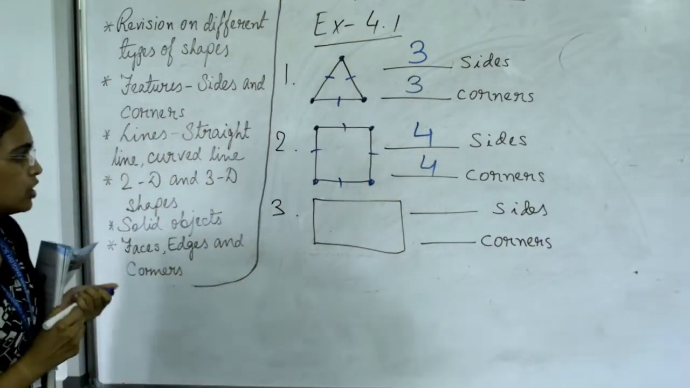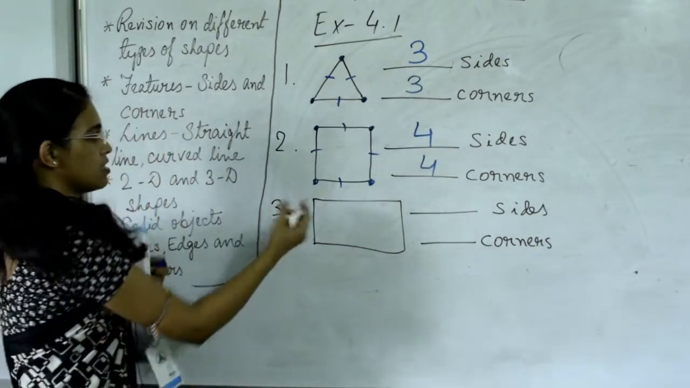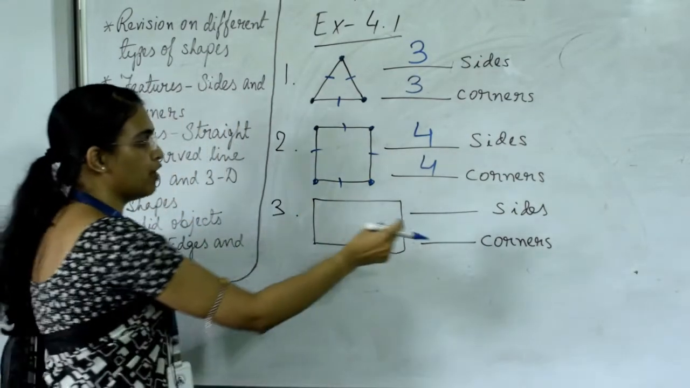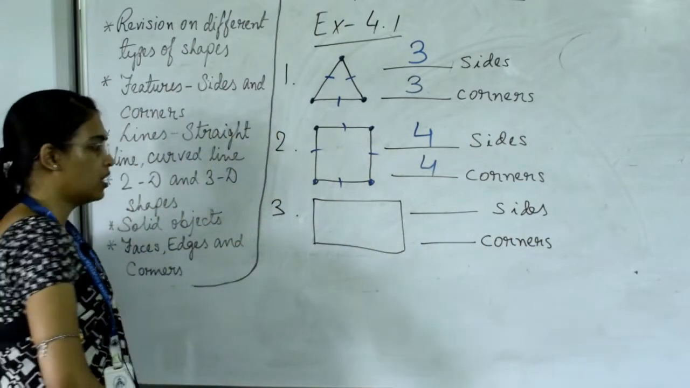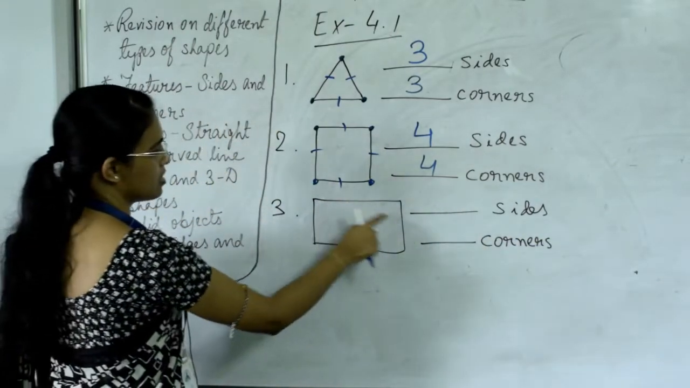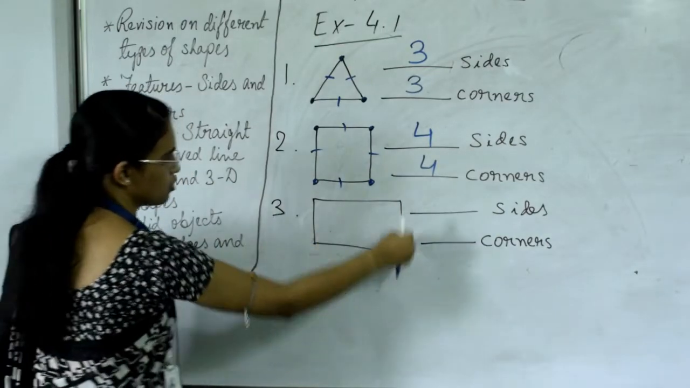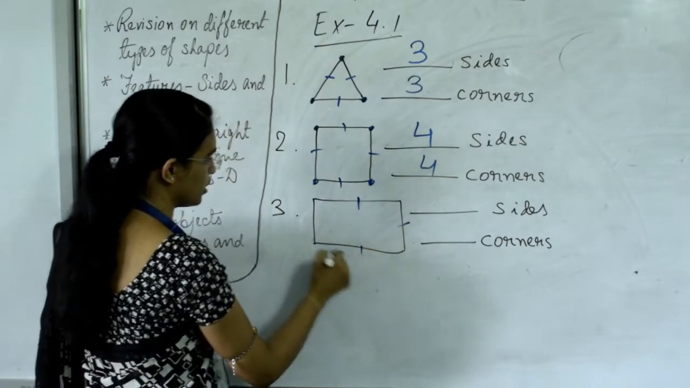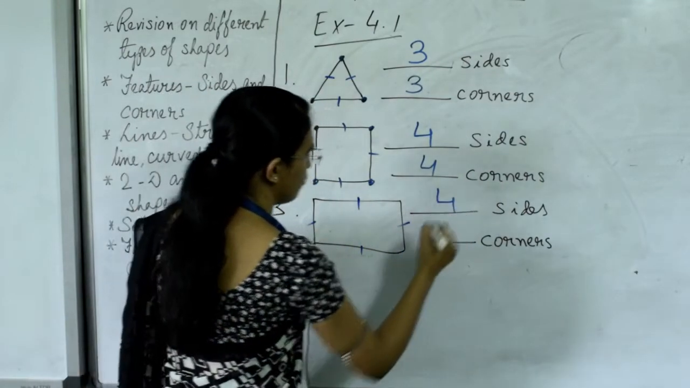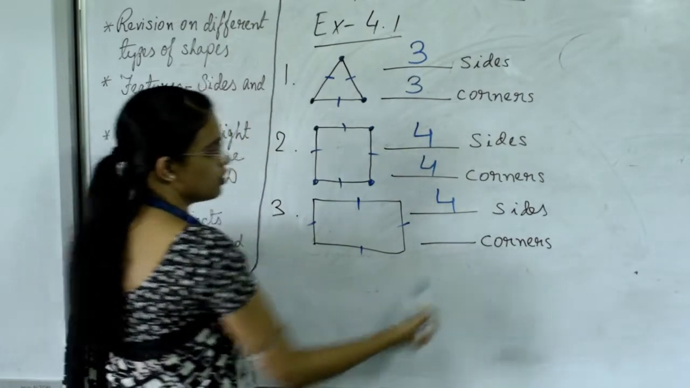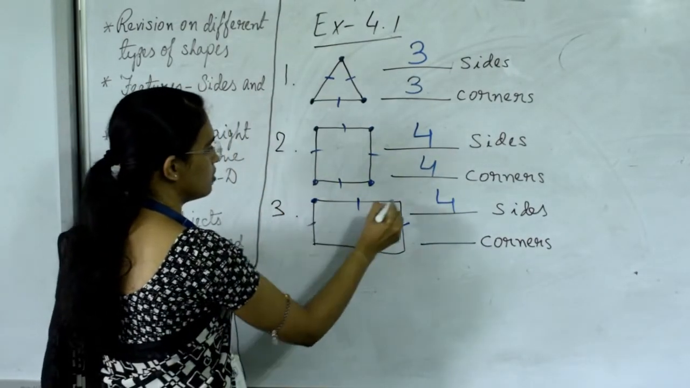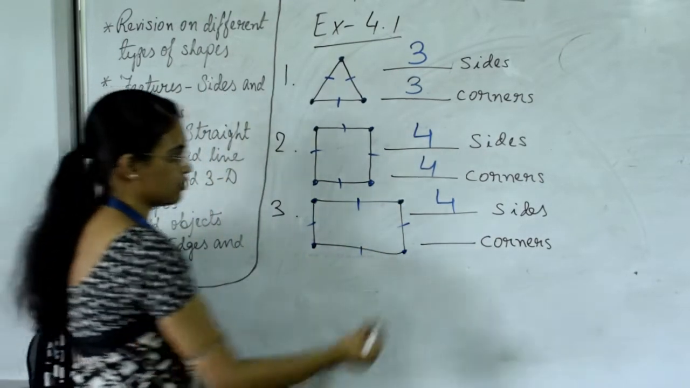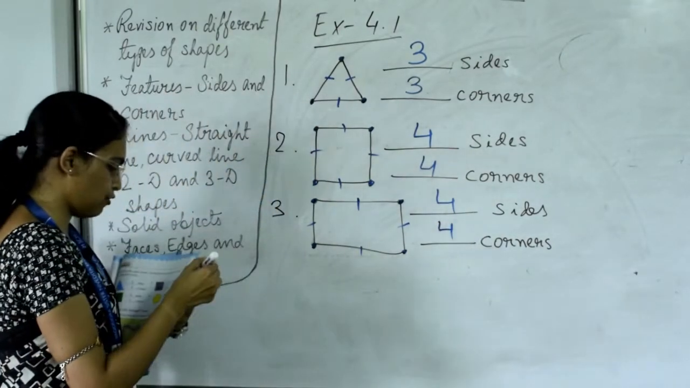Now look here in question number 3. Which shape is this? This is a rectangle. So in a rectangle, we have to find out sides and corners, right? So which one is a side? These lines are sides. Okay, this one, this one, this one, and this one. So how many sides? 1, 2, 3, 4. 4 sides. So write here 4. And how many corners or vertices? 1, 2, 3, 4. 4 corners or vertices. So write here 4.